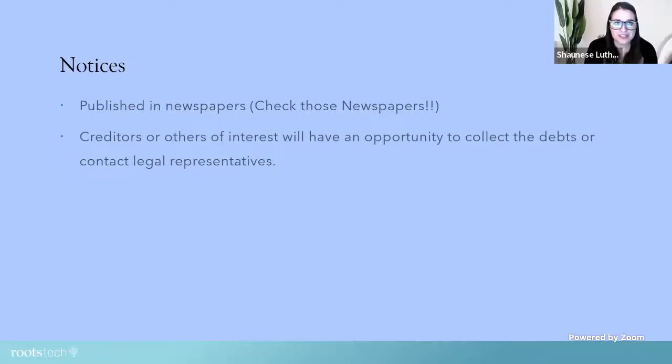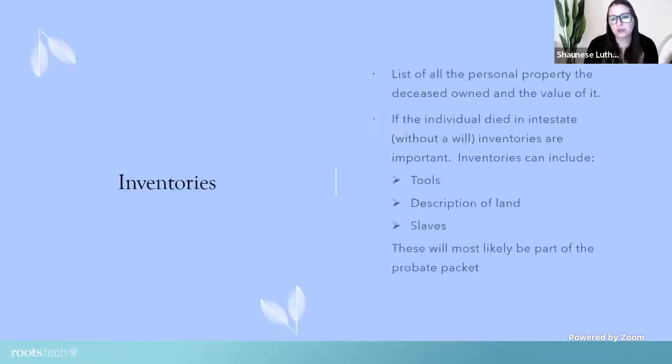Then you have the inventories, which list all the personal properties and the value of what it was at. So the inventories will include the tools and the description of the land, and if it was during the era when they had slaves, it will list their slaves. And then they will be in a probate packet.